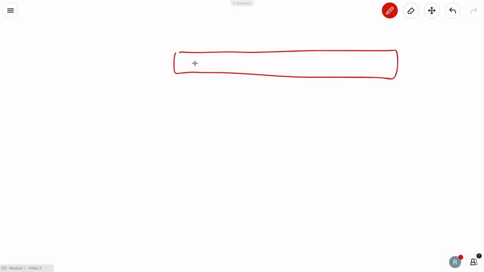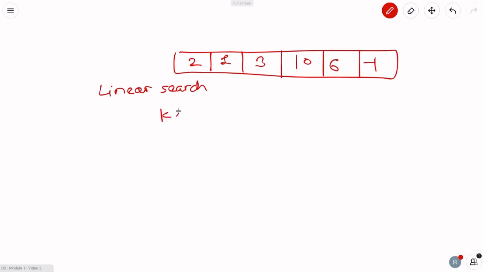Let's take an example. Suppose I have an array, and suppose I have some elements in this array. Let me write some random elements in this array. Okay, so this is the content of my array. Now I'm going to discuss with you a very famous and very simple algorithm, that is linear search. Suppose I give you a key, and the key is 2. You have to find whether this key is present in this array or not. Suppose I give you another key, and the key is -1.